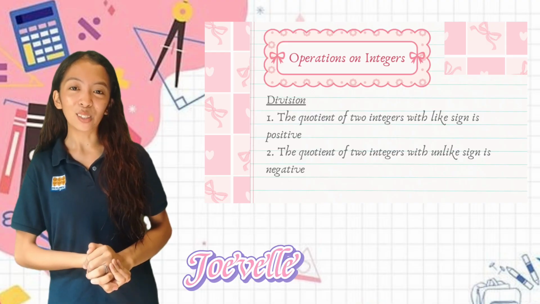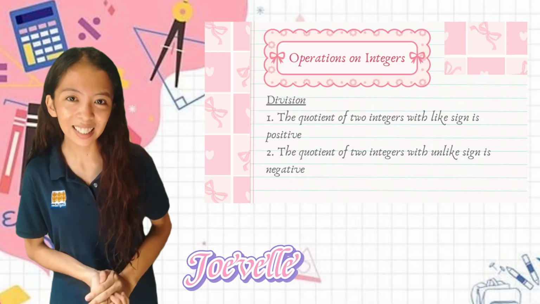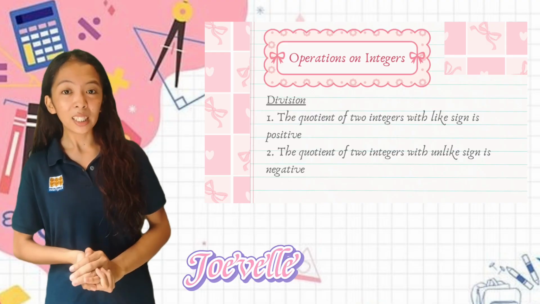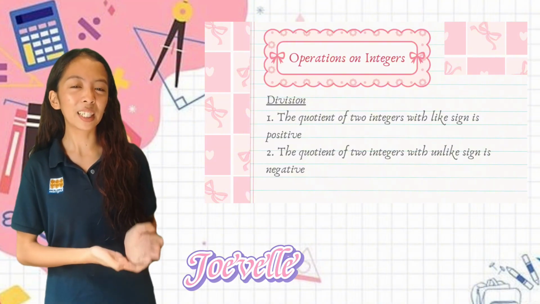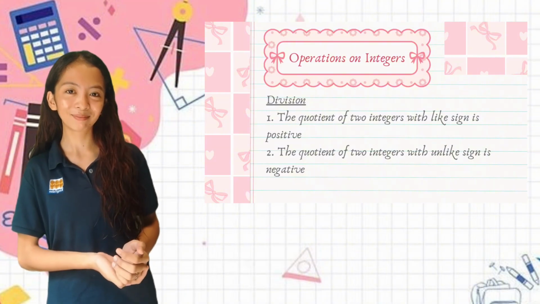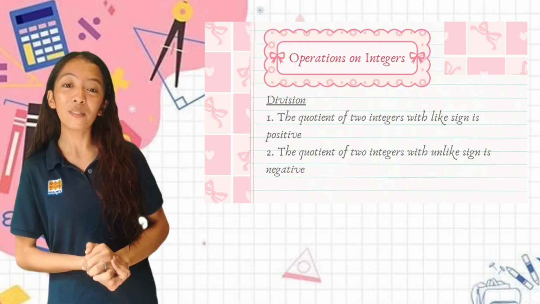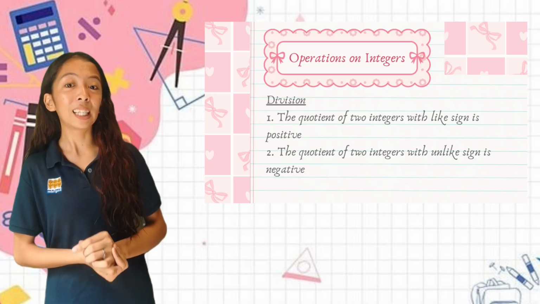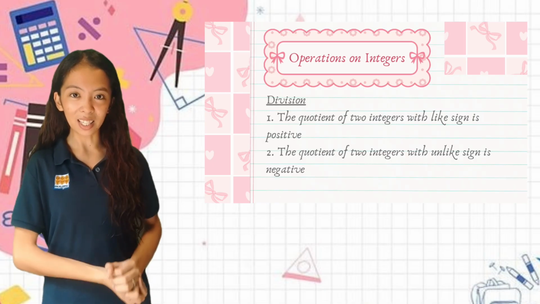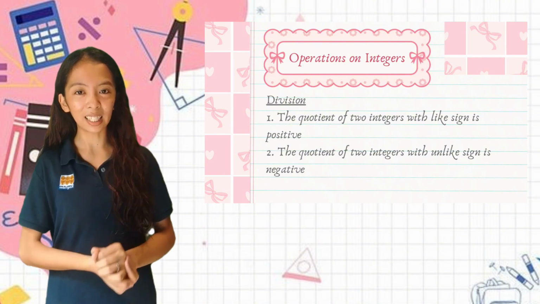Alright, now let's learn how to divide integers. Are you ready, students? Very good, but first, we must learn the following rules. Can you read the slide, please? Very good. So in dividing integers, we must remember that like signs will have a positive answer and unlike signs will have a negative answer.